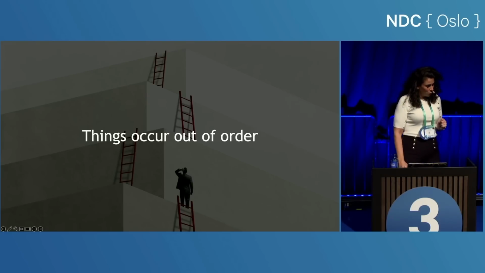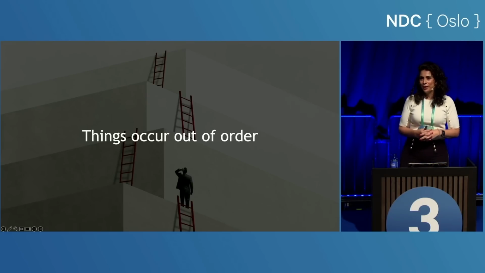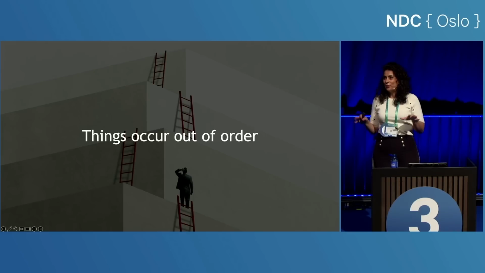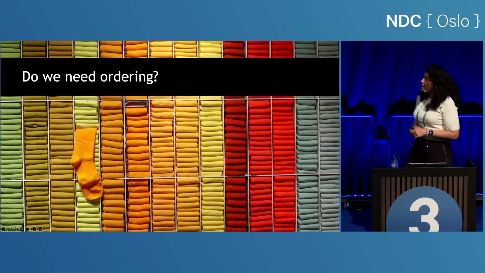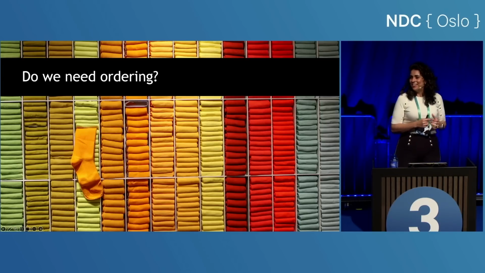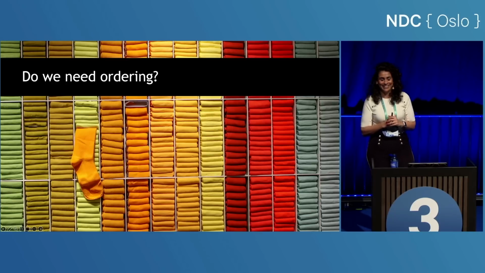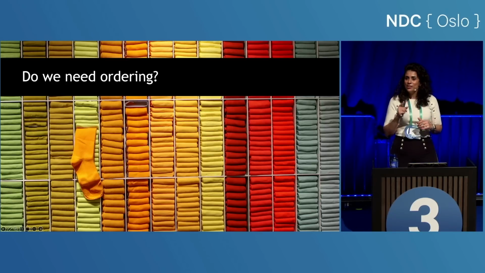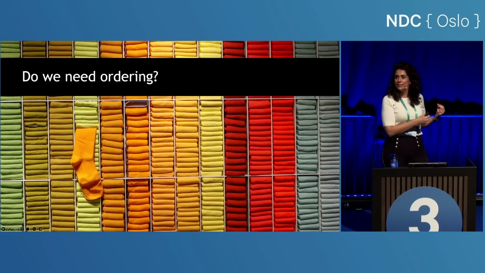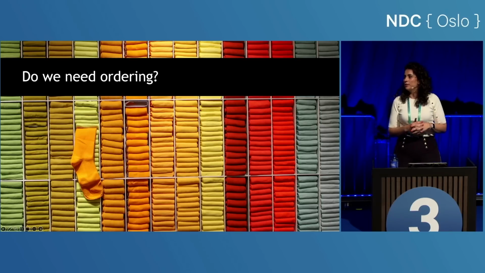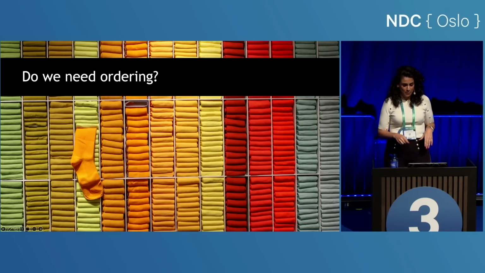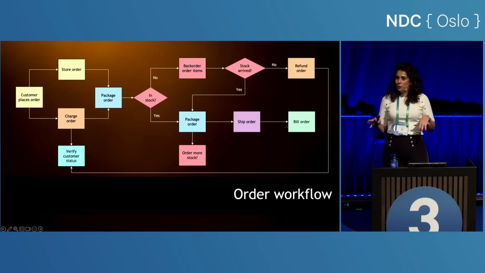Okay, the next problem. Things occur out of order. I feel like I'll never hear the end of this problem. Now, doesn't that look like an amazing sock drawer? I would love for my sock drawer to look like this. But the question is, do I need it to look like this? Does it stop being functional if I just intermingle all the colors all over the place? Not really, right? Let's reconsider this order workflow.